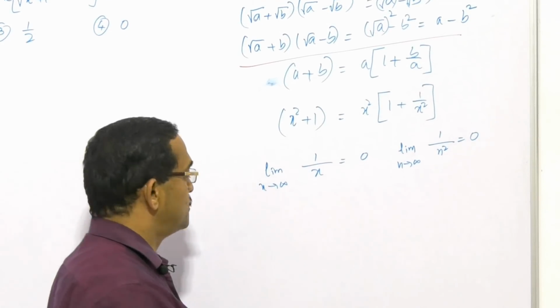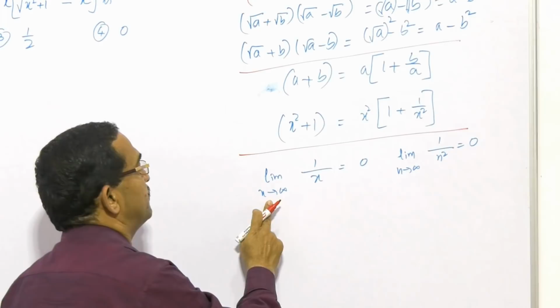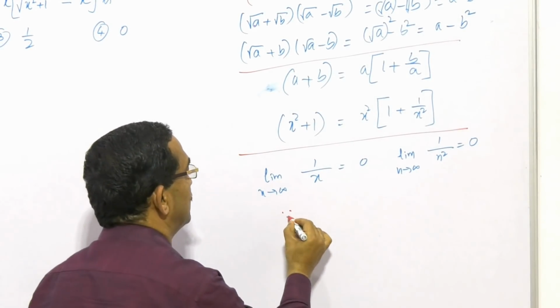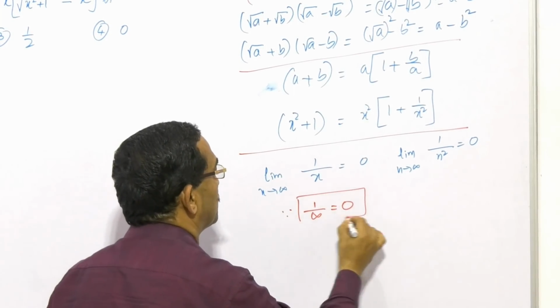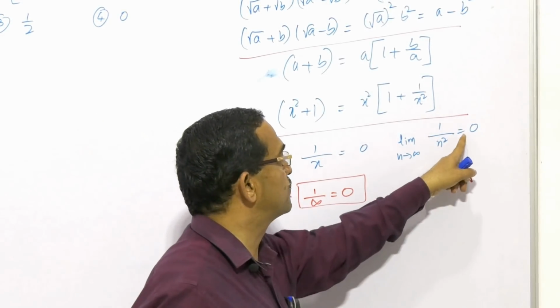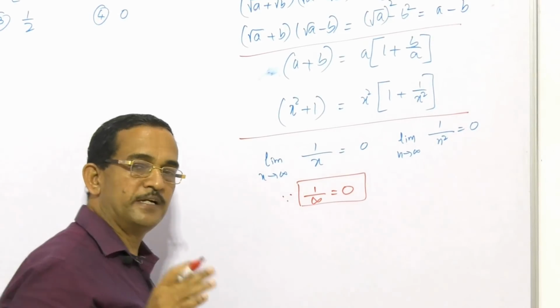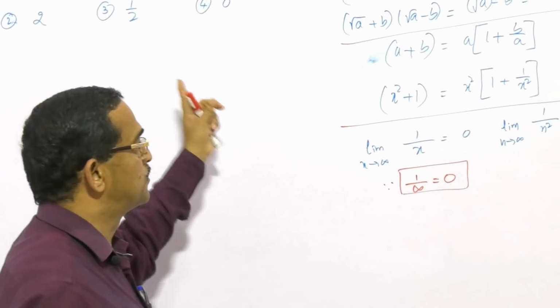Also you should know the properties of limits: limit of x tends to infinity of 1 by x is equal to 0, because 1 by infinity is always equal to 0. You might remember this one. Suppose as n tends to infinity, 1 by n squared is also equal to 0, because infinity squared means it is infinite. Infinity minus 1 means it is again infinite. So now we shall come to the problem.